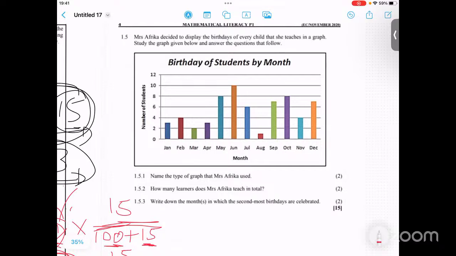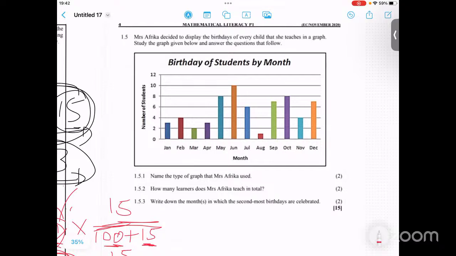We're good, ma'am. Perfect. And the name of the type of the graphs that Mrs. Africa used. What are these type of graphs? What do we call them? The ones with bars. I think it's bar graph. Perfect. These are bar graphs.